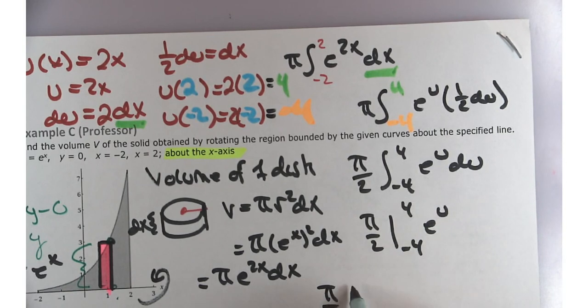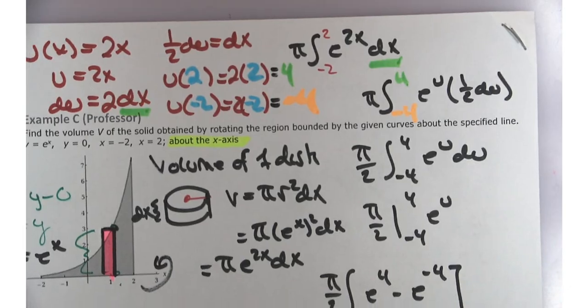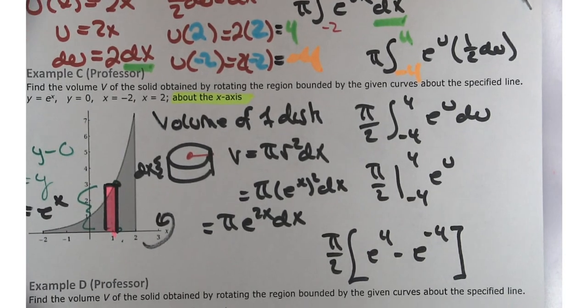Plug in the limits, e to the 4 minus e to the negative 4, and that's a good place to leave it. That's a nice exact answer. It's not going to get any prettier than that, I don't think. I mean, you could get common denominators and such, but that's a good place to leave it, right there.